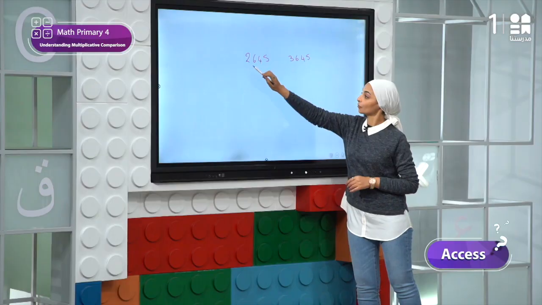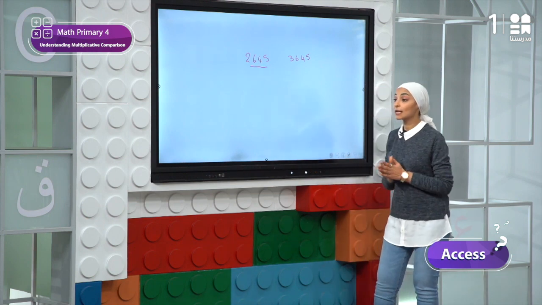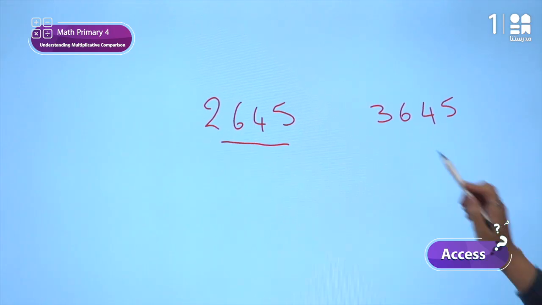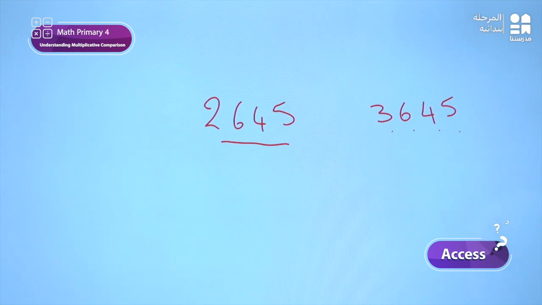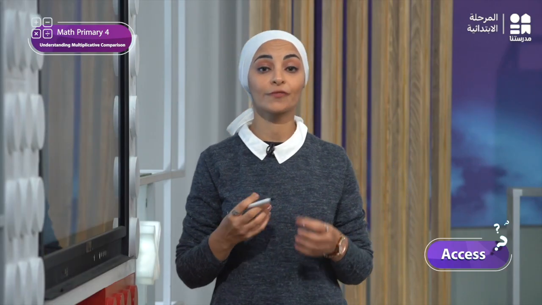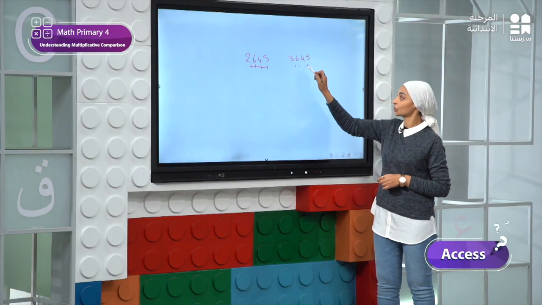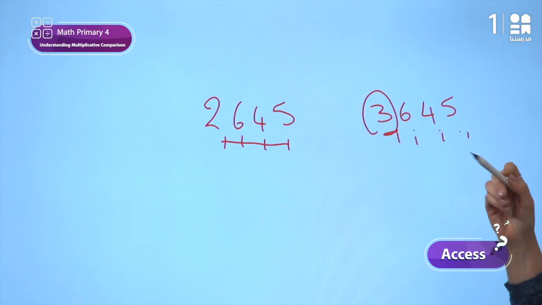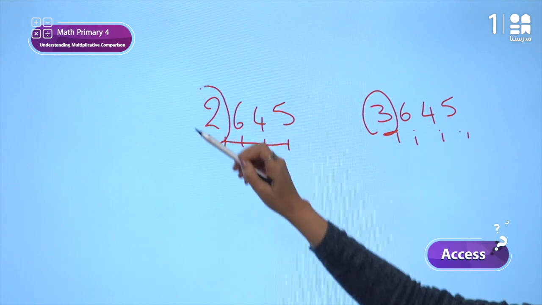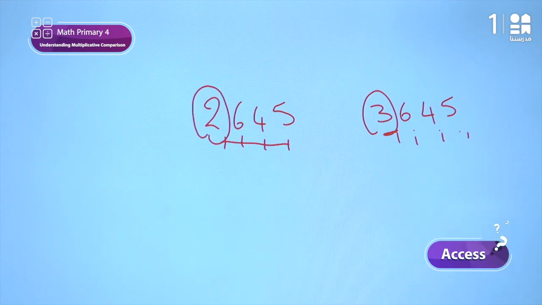طيب, we would say that 2645 is less than or smaller than 3645. Why? Because both of them consist of 4 digits. مش النمبر ده 4 digits وكمان النمبر ده 4 digits. Yes. And the first digit to the left في second number اللي هو 3 is bigger than the first digit here اللي هو 2. So, in today's lesson, we will learn to compare numbers using what?